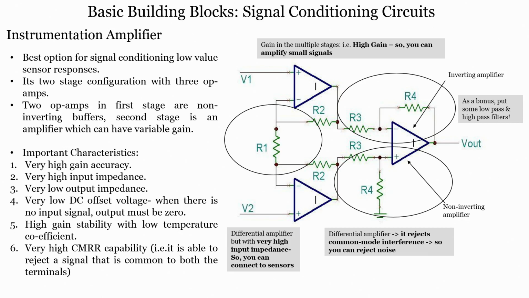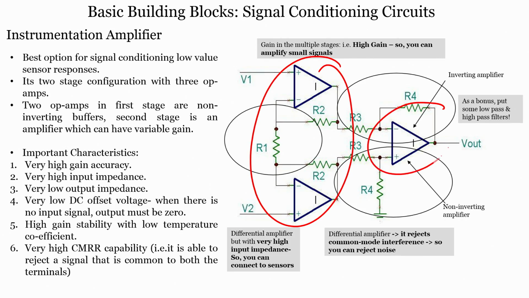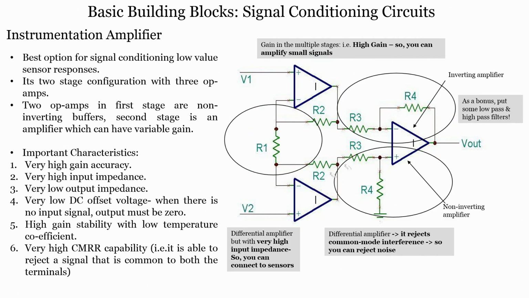It is a 2-stage configuration with 3 operational amplifiers, you can see here: 1, 2 and 3. There are 3 operational amplifiers used, and you can see that these first two amplifiers are nothing but non-inverting buffers, because the signals are applied to the non-inverting terminal, as you can see here. The second stage is an amplifier with a variable gain, which is nothing but a differential amplifier.